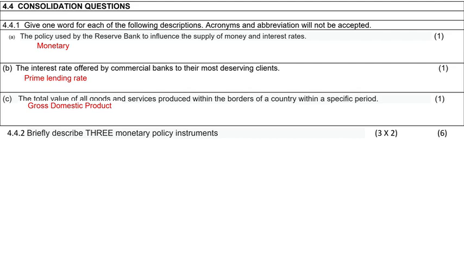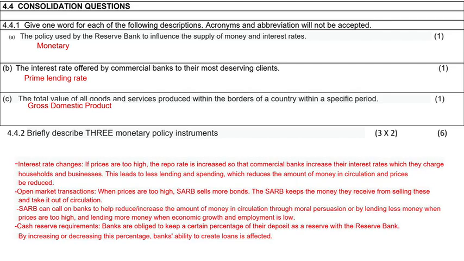Briefly describe 3 monetary policy instruments. Now already here they talk about interest rates and supply of money. So you already have one of the instruments. But there's the interest rate changes, the open market transactions, the moral persuasion, and the cash reserve requirements. There's 4 of them. You only have to write on 3 of those.